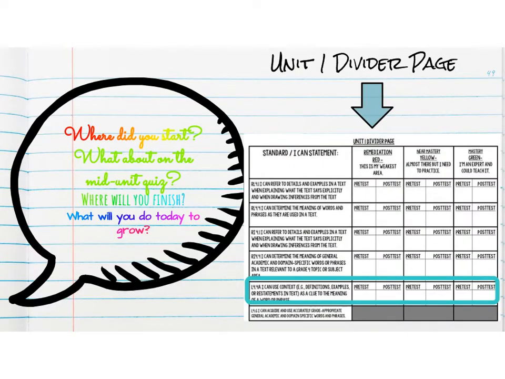As we start today, I want to remind you where you can find this data. In your interactive notebook, you can find this next to L44A. And as you look at this part of your data, I want you to think about where did you start? What about as we move into looking at yesterday's mid-unit check or quiz? Did that change your data? Did you grow? Where will you finish? And what will you do today to grow? So today you have a great opportunity to make choices that help you grow in this area of context clues.